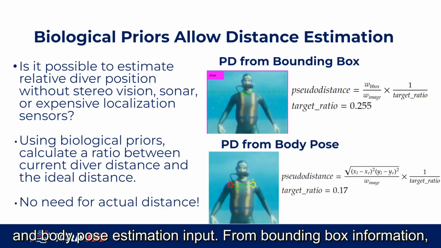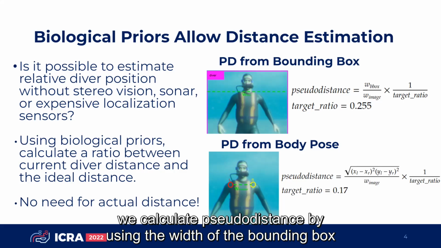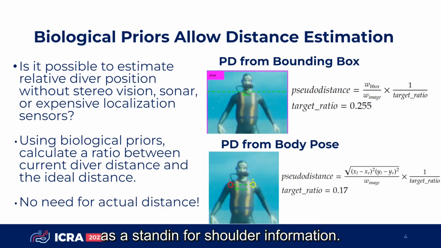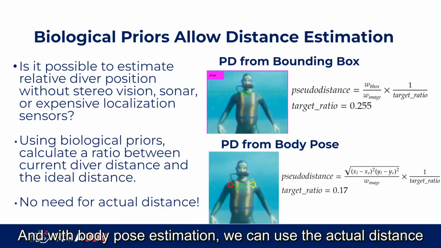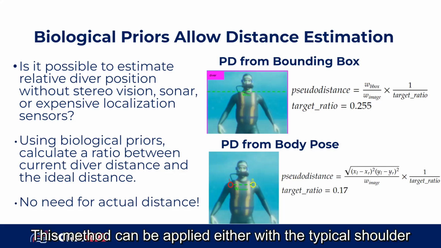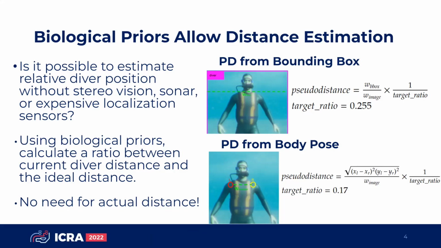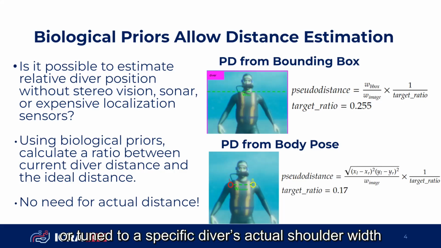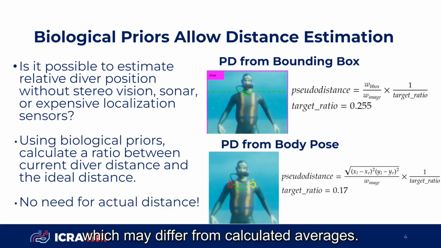From bounding box information, we calculate pseudodistance by using the width of the bounding box as a stand-in for shoulder information. And with body pose estimation, we can use the actual distance between the diver's shoulders as our input. This method can be applied either with the typical shoulder width of an adult from biomedical literature, or it can be tuned to a specific diver's actual shoulder width, which may differ from calculated averages.